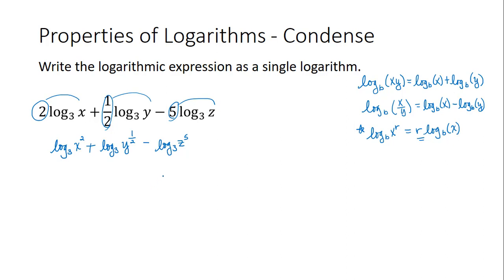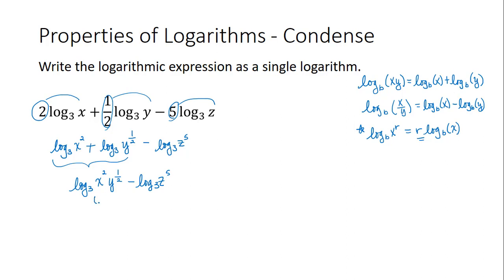Now from left to right, we want to see if there are some other properties we can apply. Notice, working from left to right, we first have a sum of two logarithmic expressions. Well, the sum of two logs is equivalent to the log of the product of those arguments. Therefore, log base 3 of x squared plus log to the base 3 of y to the 1/2 can be written as a single log, which we write as log to the base 3 of x squared times y to the 1/2 minus log to the base 3 of z to the 5.